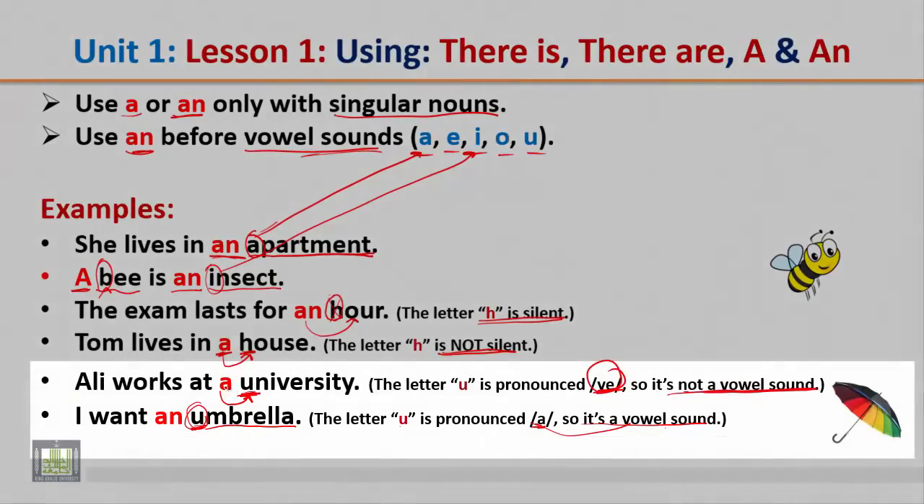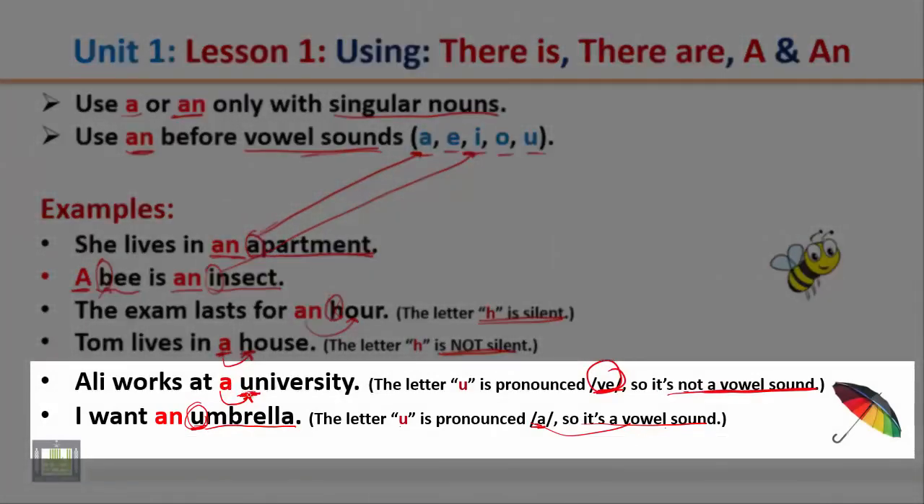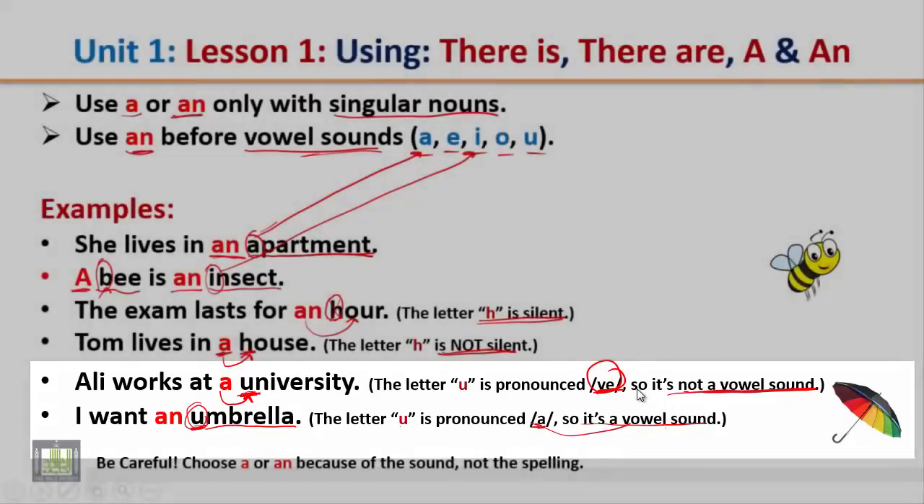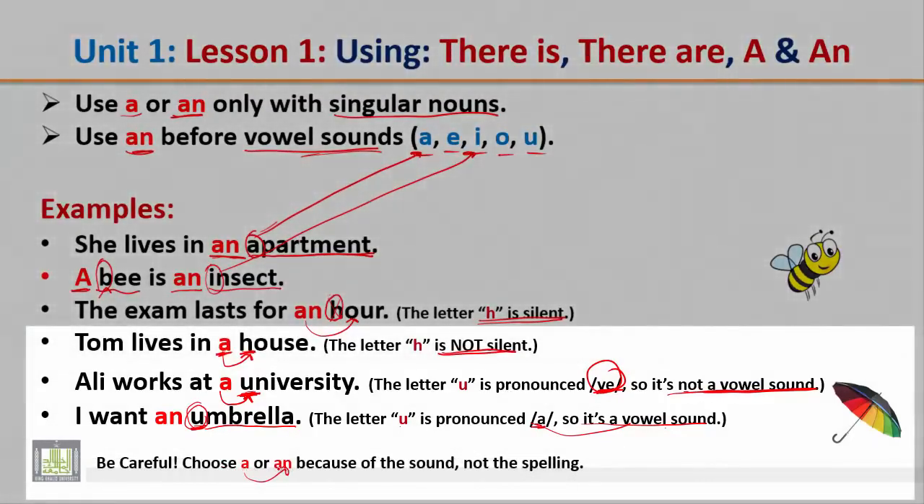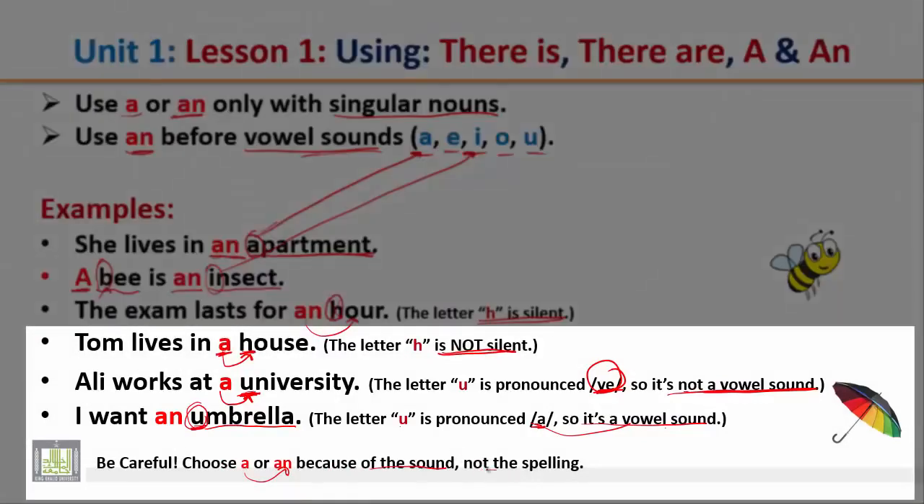But in the previous example, the same letter is pronounced yeah, university, and the yeah is not a vowel sound. So here you have to be careful. Choose a or an because of the sound, not the spelling. Don't be confused with the spelling. So again, when the H is not pronounced, use an. When the letter U is pronounced yeah, it is not a vowel sound, use a.